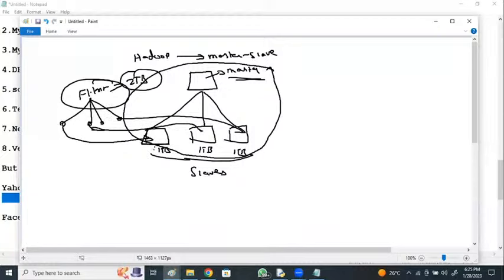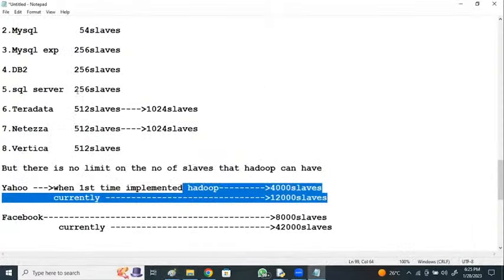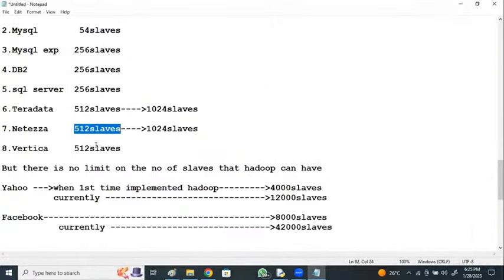So these are the systems. In Hadoop, horizontally, there is an unlimited number of slaves. Horizontally, you can keep on adding systems or slaves, right? Slaves means systems. We can have any number of systems. There is no limit. But for databases, there is a limit on how many systems there can be.